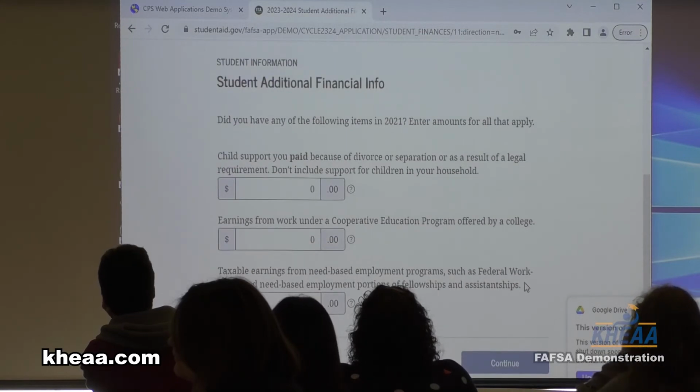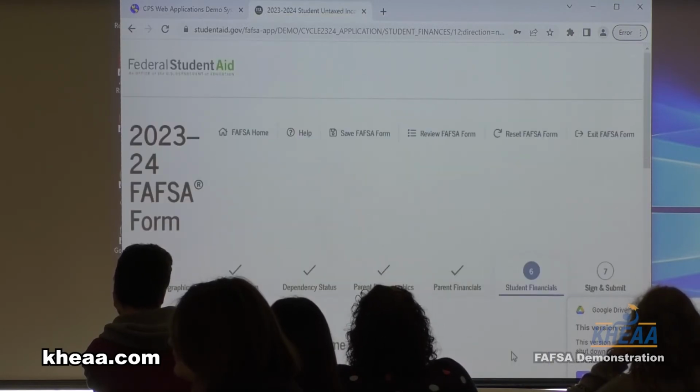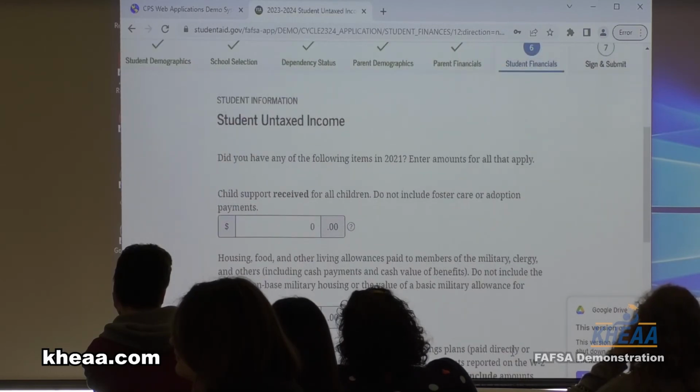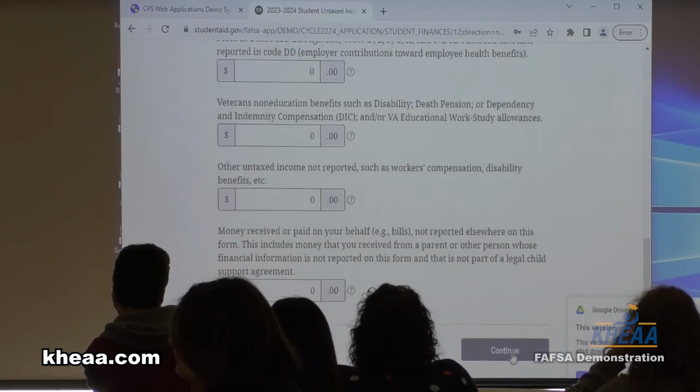Child support paid, more than likely, unless you have a kid, you're not going to be paying child support. Earnings from work under things, that one's going to be 0. All these are going to be 0, basically. I've never really seen any go above 0 on that page. Student and tax information, child support you received. Have you received any housing, food, other living allowances, things like that? Most of the time, all this is going to be 0 as well. If you find a question on there that you did pay or something like that, you can ask anybody who is at your FAFSA nights, or I'll give you my contact information at the end. You can call me or text me on that one.